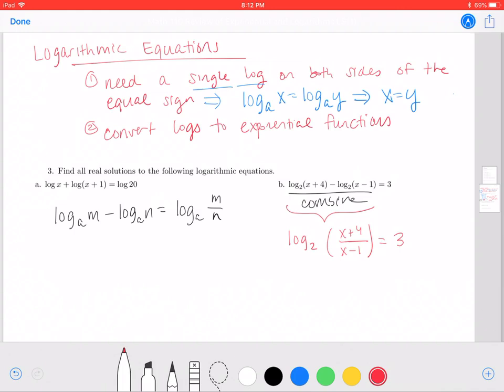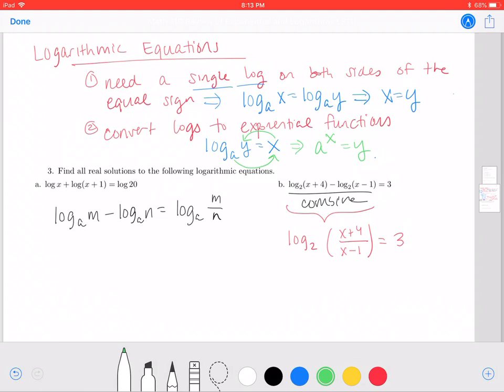Now what I want to do next to solve this is remember how to convert a log to an exponential function. So when in doubt, convert logs to exponential functions. Just a good rule of thumb. What does that mean? Well, do you remember when we first learned about logs? We said, okay, let's say I have log base a of y is equal to x. All a log really is, is an exponent. This is really saying a to the power of x is equal to y.